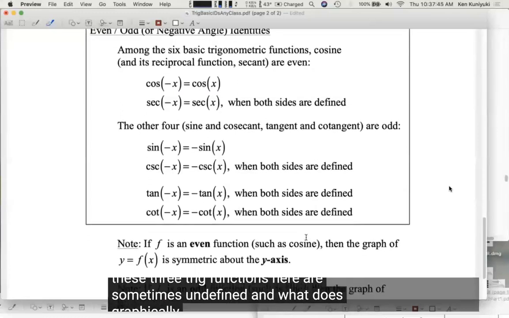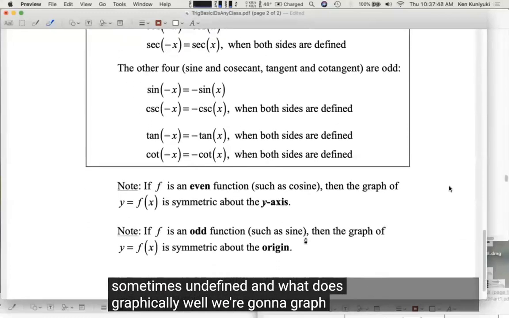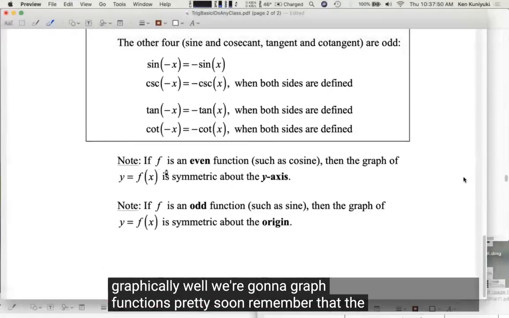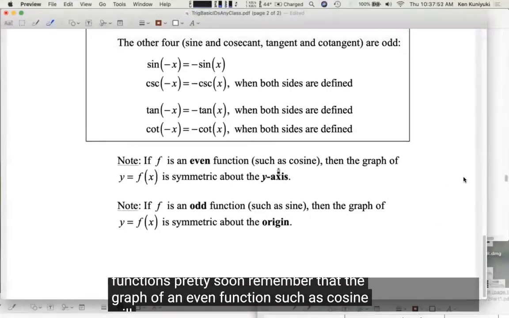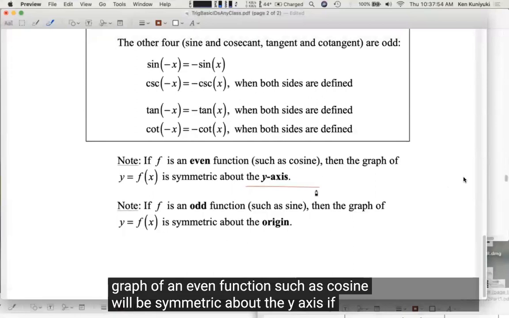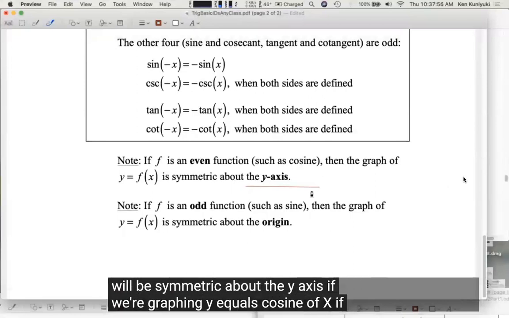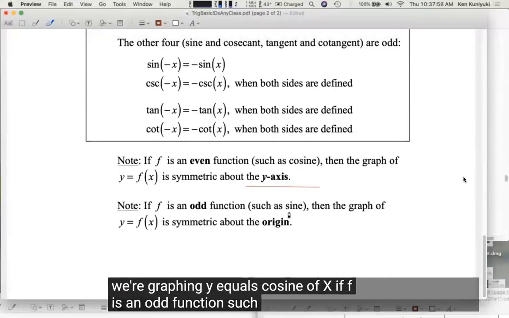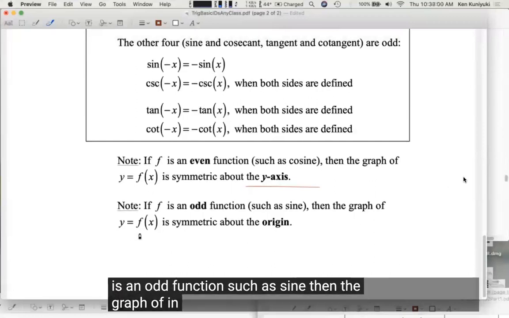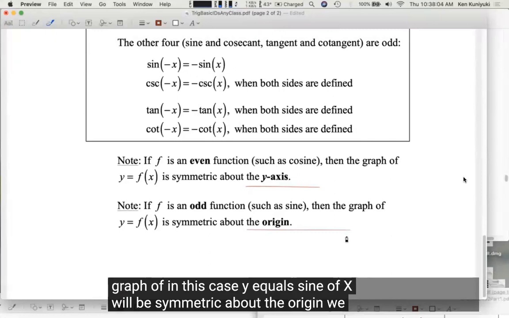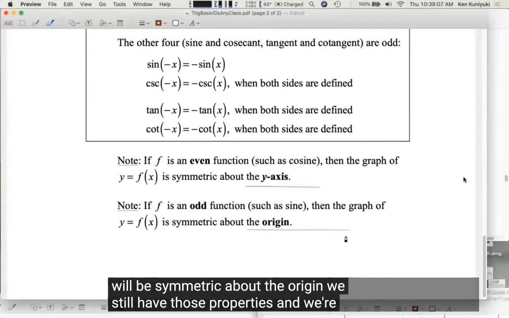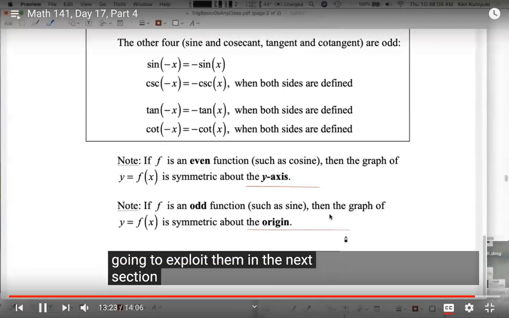And what does this mean graphically? Well, we're going to graph functions pretty soon. Remember that the graph of an even function, such as cosine, will be symmetric about the y-axis if we're graphing y equals cosine of x. If f is an odd function, such as sine, then the graph of, in this case, y equals sine of x will be symmetric about the origin. We still have those properties, and we're going to exploit them in the next section.